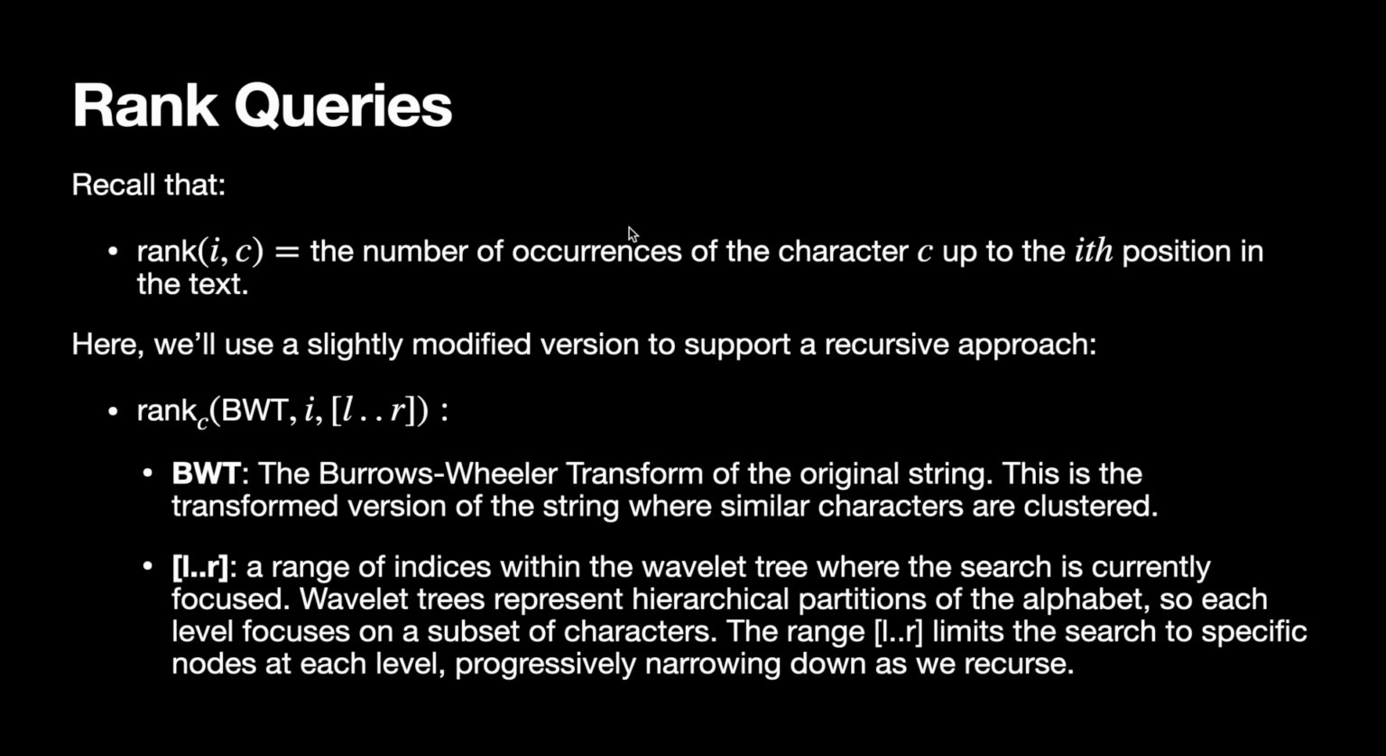And then L..R is a range of indices within the wavelet tree where the search is currently focused. This isn't actually a substring of the original string, so these aren't indices to narrow down our focus in Mississippi exactly. It's just that wavelet trees represent these hierarchical partitions of the alphabet. So at each level, as we go with rank, and you'll see as we go with select, we're going to be focusing on only a subset of the characters. So the range, these indices, are limiting the search to specific nodes at each level within the alphabet. So we're progressively narrowing down as we recurse, as we make more function calls. Essentially, L and R describe what portion of the alphabet we're considering at a given point.